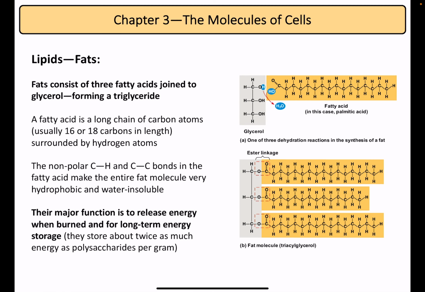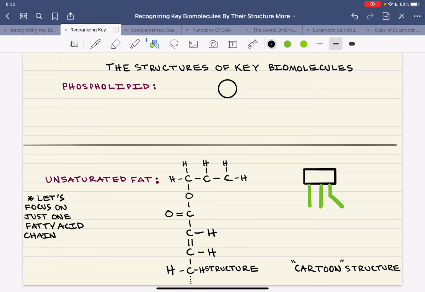So more importantly for us, let's transition into the cartoon diagram. So the way we draw this is, I don't want to use bold, so let's change that up. We draw a circle at the top. We have a name for it. This is called the head region. This is where the phosphate group is. This is the part of the phospholipid that loves water.